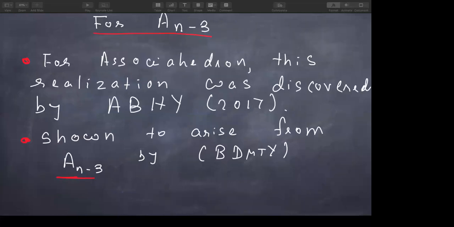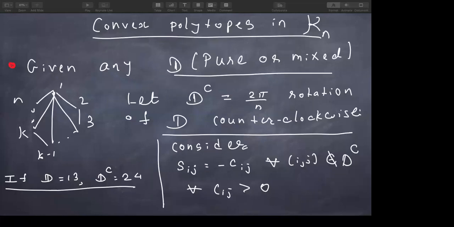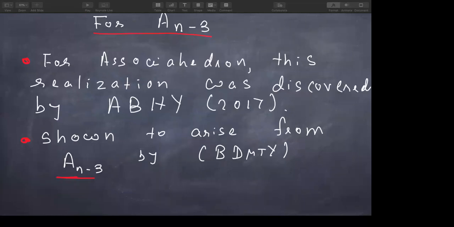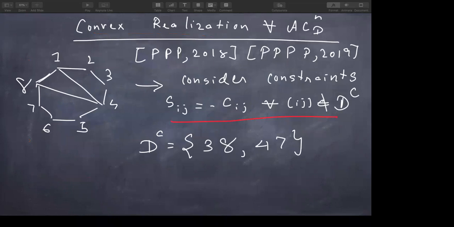So for Accordiohedra, this particular realization, and when I say realization, I just mean this set of equations, S_ij equal to minus C_ij for all ij which are not in D^C. For Accordiohedra, this realization was discovered by ABHY. I think they did use some physics intuition; it was a completely ingenious construction. Then it was shown by Weiser, Mate, and U. Thomas and all that these realizations are the ones you would obtain if you only relied on the intrinsic properties of the Accordiohedra and just wanted to build some realization from there.